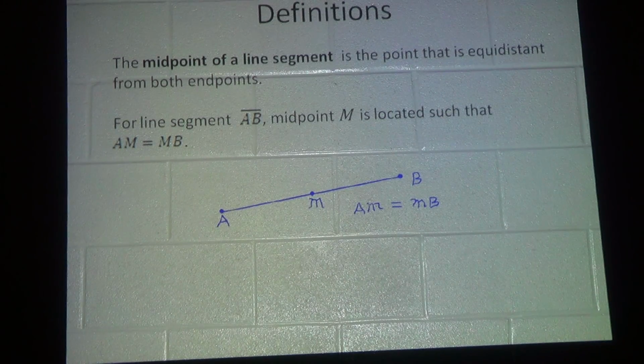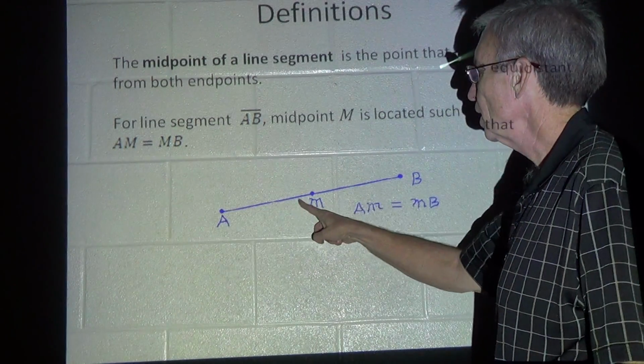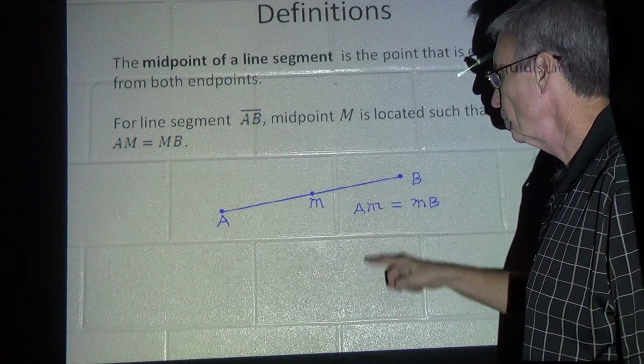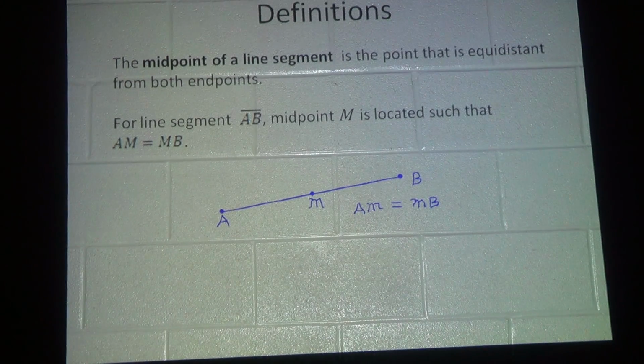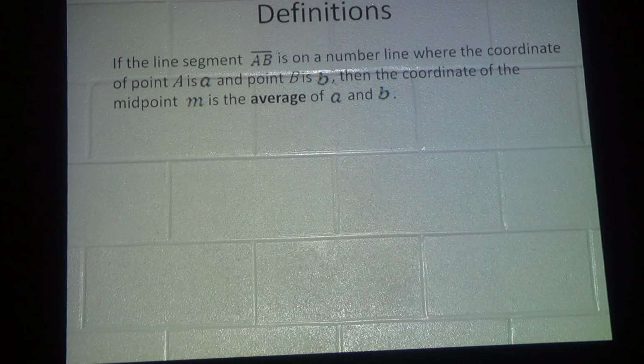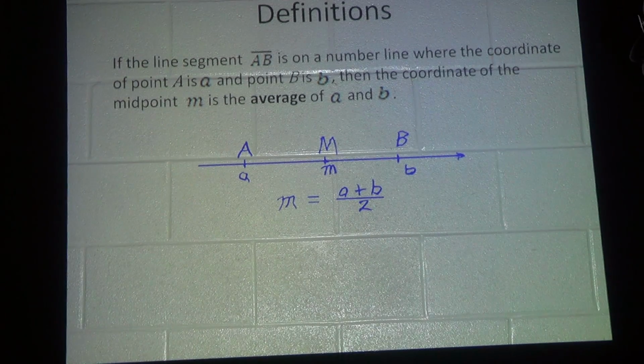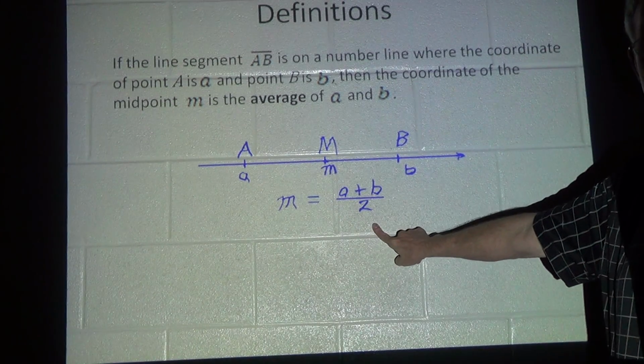So if you diagram it, this is what you got. The length of AM is equal to the length of MB, because M is the midpoint of line segment AB. If the line segment is on a number line where the coordinate of point A is simply A and point B is simply B, then you just add those together and divide by 2, and that gives you the average, which is the midpoint. So this would be the midpoint formula for a number line.